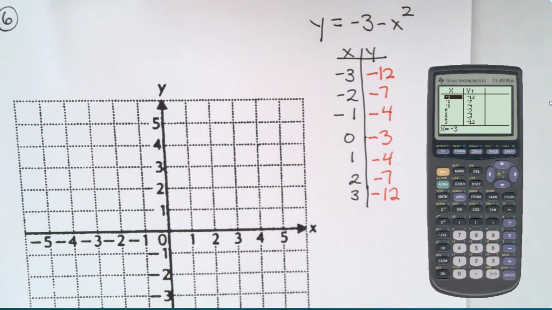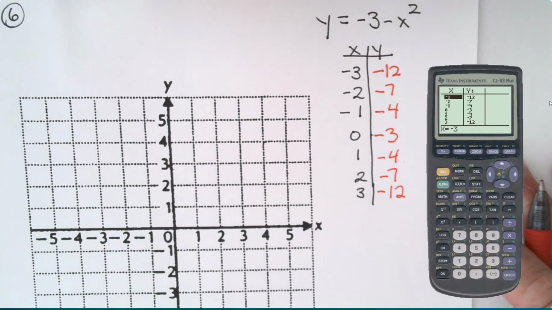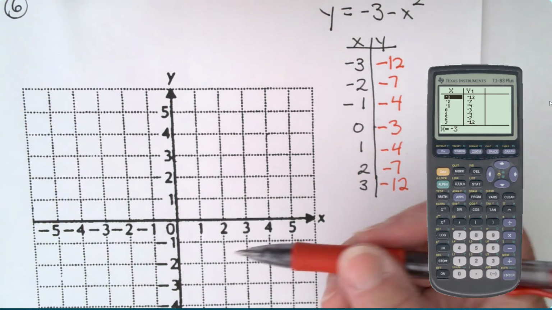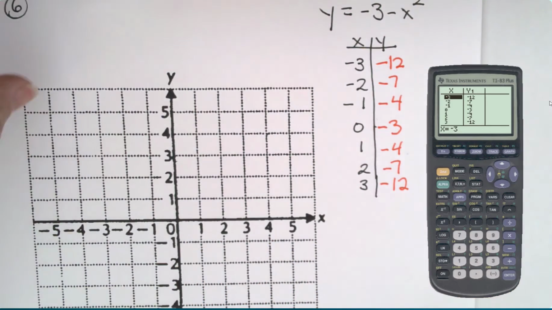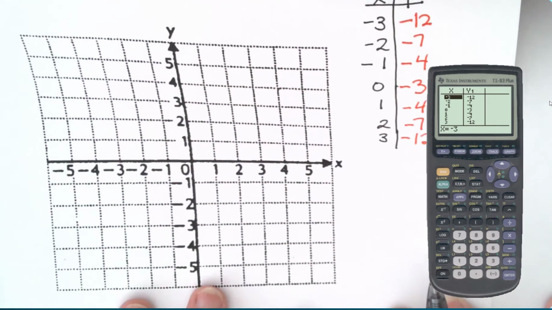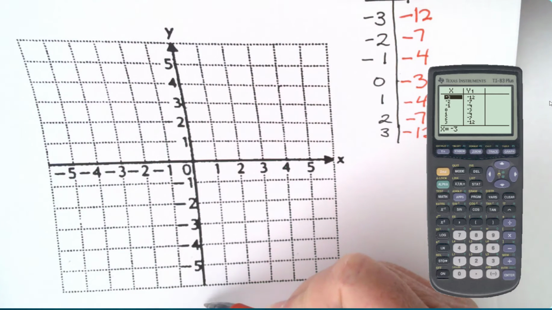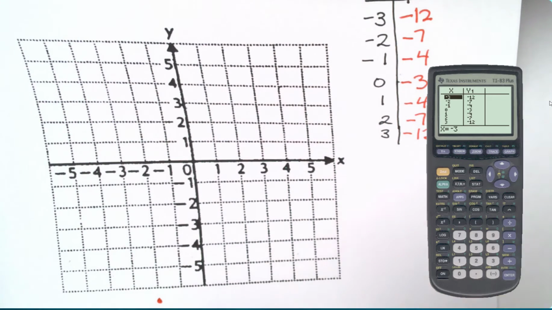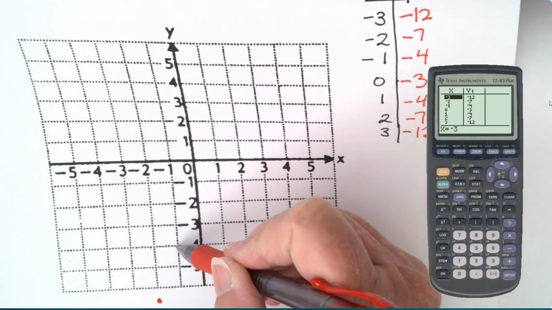Now, the -3 and -12 is going to be way off my grid, so I don't have to plot that one. Let's do -2, -7. So -2, and then we want to go down 7. So this is 5, 6, 7. So I'm going to be off. So -2 over and down 7. Right? -1, -4, -1 over, -4 down.